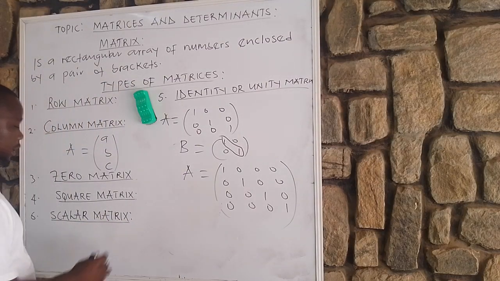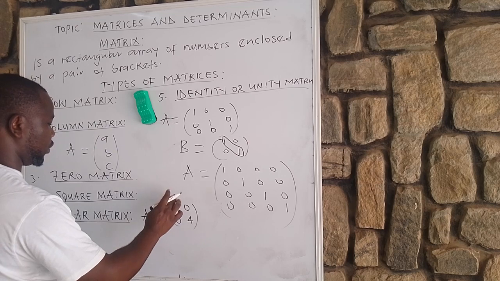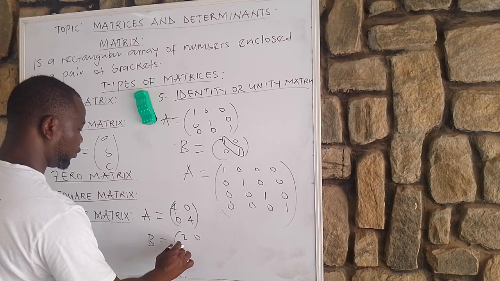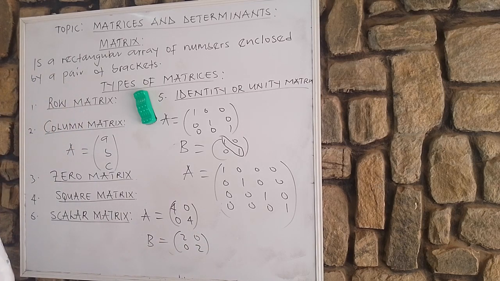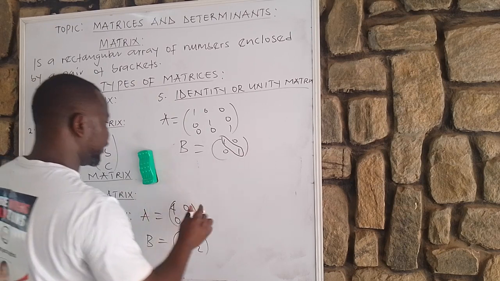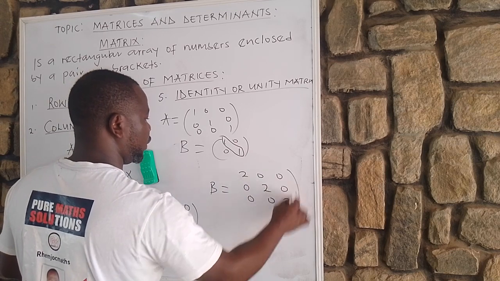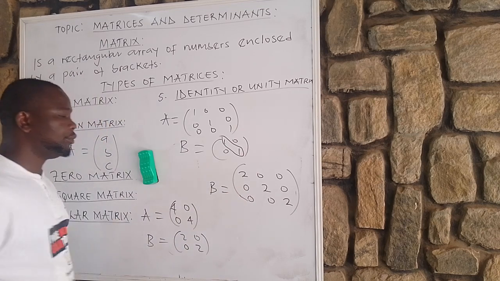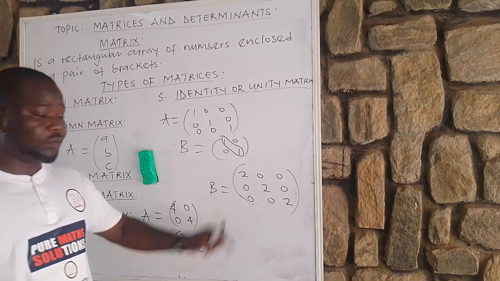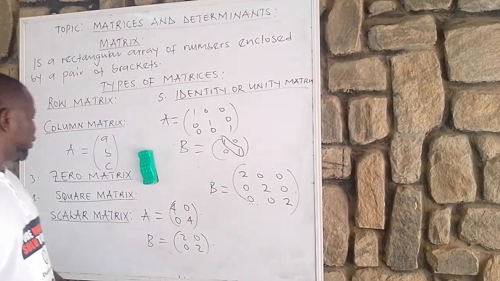So it implies that, for example, 4 0 0 4 is a 2 by 2 scalar matrix. It can be 2 0 0 2, a 2 by 2 scalar matrix. Let's have a 3 by 3 scalar matrix. As an example, B is equal to 2 0 0, 0 2 0, 0 0 2. This is a 3 by 3 scalar matrix. So when you come across a matrix like this, you don't need a prophet to tell you the diagonal contains the same number. Is that clear? So that is that.